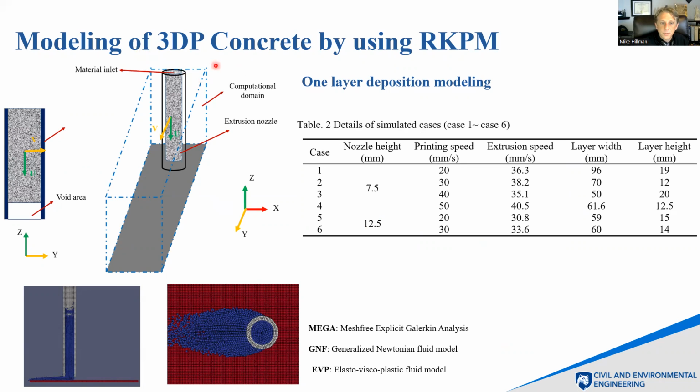Okay, now let's do the real thing. So here I'm just showing six cases, although we do a lot more problems than this, but let's keep it simple. Six cases, different printing speeds, extrusion speeds. Here's kind of the modeling domain that we're considering, and here's a profile and top-down view of the numerical result.